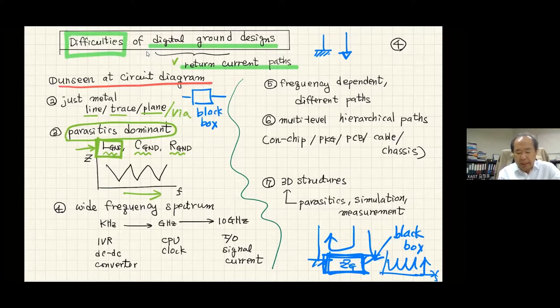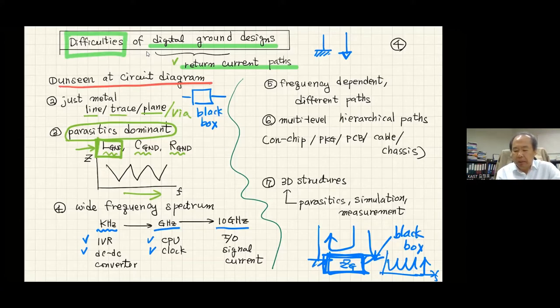And return current has many different frequency ranges. At the kilohertz range, return current is relevant for integrated voltage regulators and DC-DC converters. In the gigahertz range, the return current path should be considered when you are designing CPU, GPU, and clock. And over 10 gigahertz, if you are designing HDMI, PCI Express, or other high-speed interfaces, you have to think about return current paths.